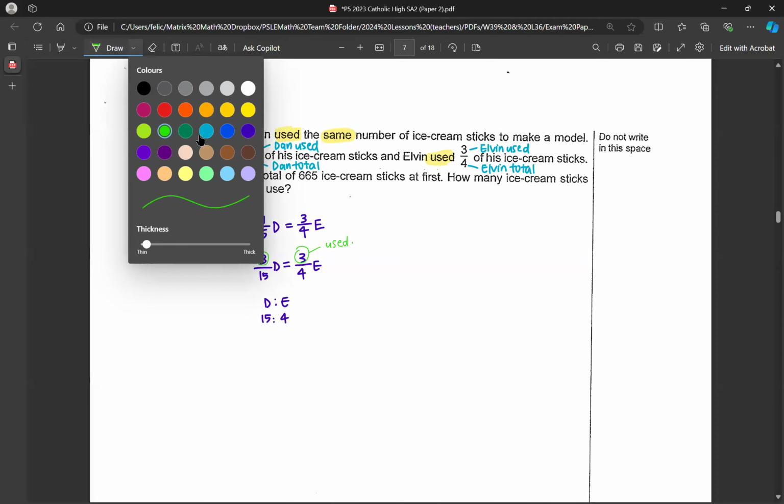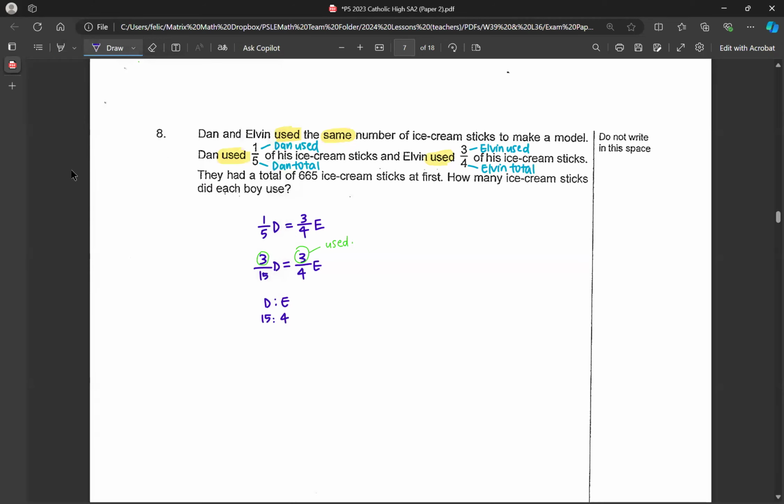Now, with that, let's go on to solve using the 665. They had a total of 665 sticks at first. 665 is the total at first, which actually is indicated from the ratio 15U and 4U together. So you can add them together. So now I can say this 19 units is the 665 at first. Just work out 1 unit now.